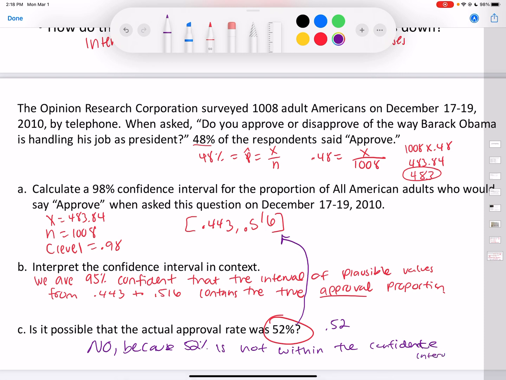To make that decision, you're looking to see if that value is located in the interval. If we were asking instead, is it possible the actual approval rate was maybe 50%, I could say yes, because 50% was actually in the interval.